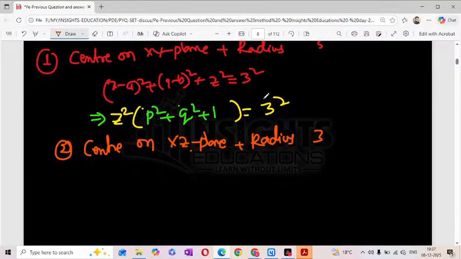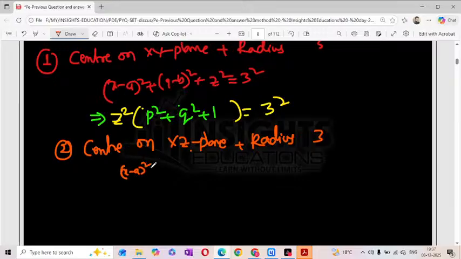So center on xz plane, that means the equation is like this: x minus a whole square plus y square plus z minus c whole square is equal to 3 square.